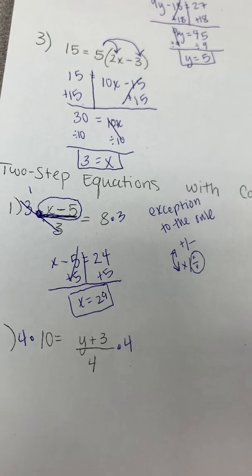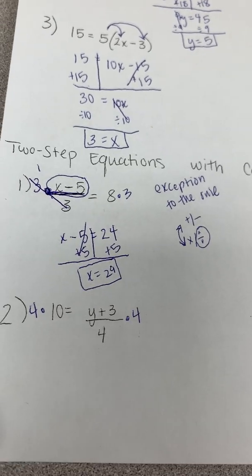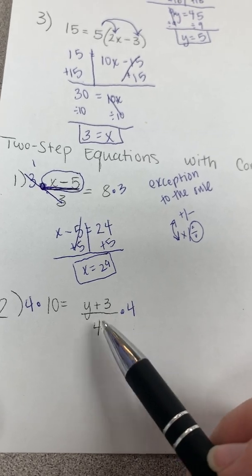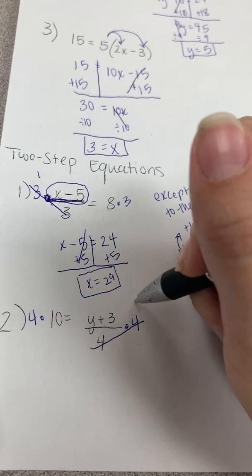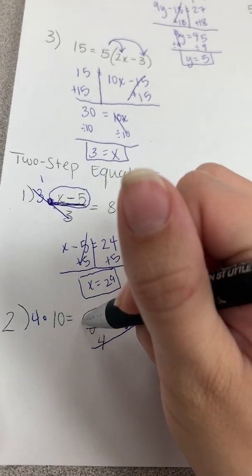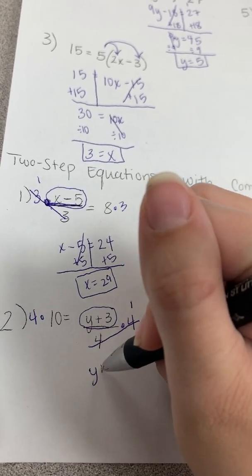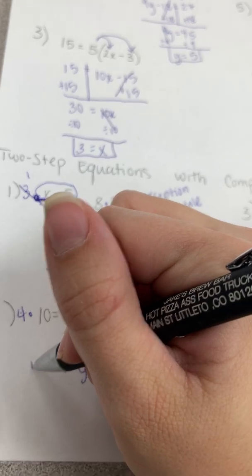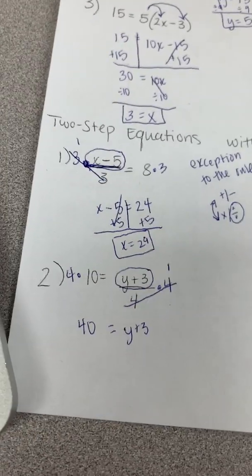I think these are actually some of the easiest ones to do. I like these ones. On this one, so we already set it up because the division's over here. Okay, I'm doing 4 and 4. That cancels out to be 1. I bring down this whole thing. Y plus 3 equals 4 times 10 is 40.